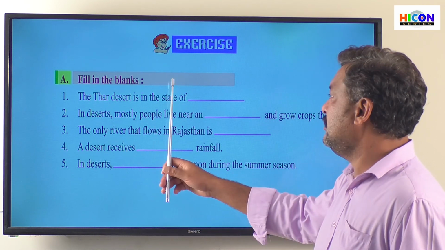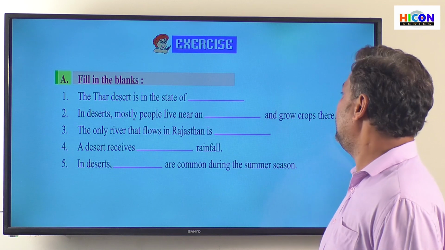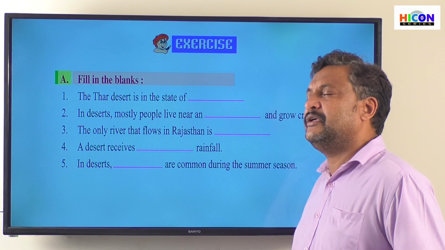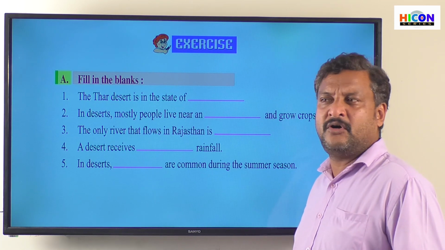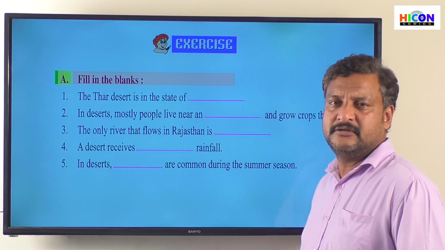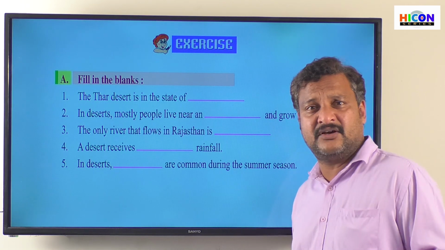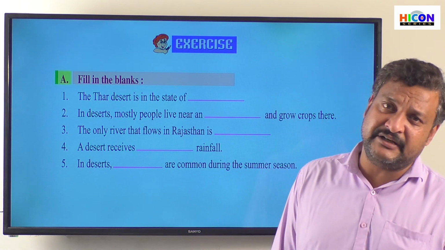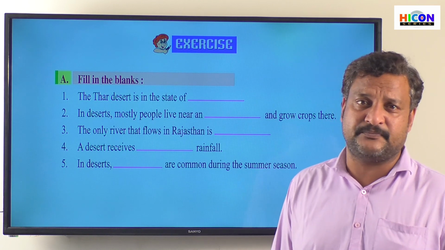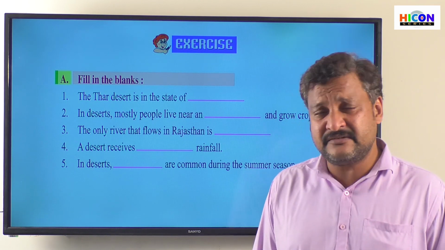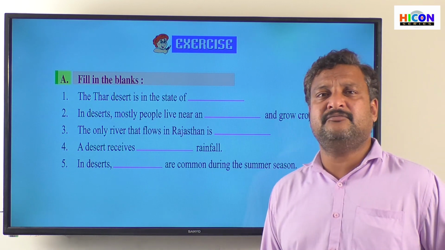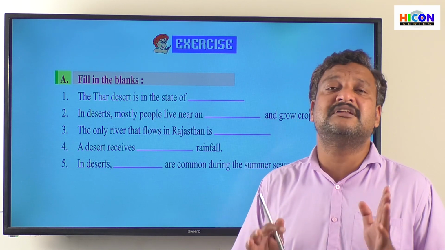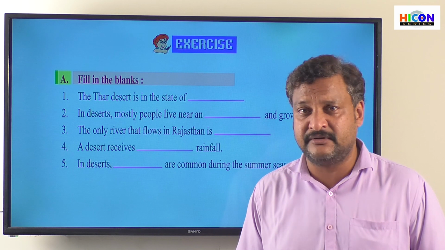Second one, in Rajasthan, mostly people live near dash and grow crops there. Is it possible to grow crops in the Thar Desert? No. Why? The soil is sandy, not fertile. There are no irrigation facilities, no water facilities also. But there are some areas where they can find some water and some fertile soil, and we can see human settlements around those regions, is what we have learned.